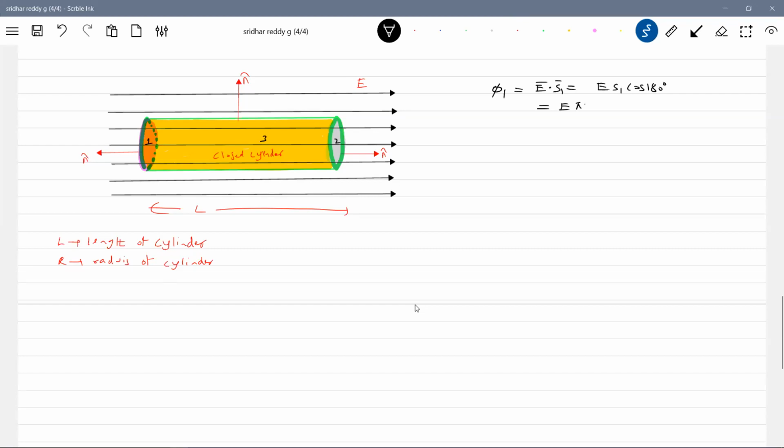What is S1? Pi R square. So what is the flux? Minus E pi R square. What is the area of cross section of this cylinder? Pi R square, because capital R is the radius. Similarly, the flux linking the second one, E bar dot S2 bar. The n cap is in the direction of E bar. So what is the angle between them? Cos 0 degrees. So it should be equal to plus E pi R square.